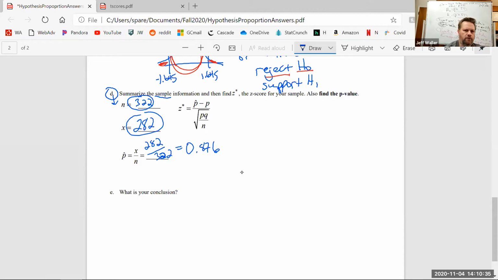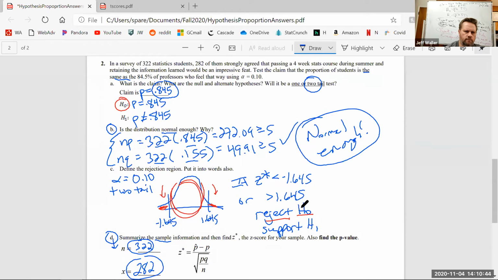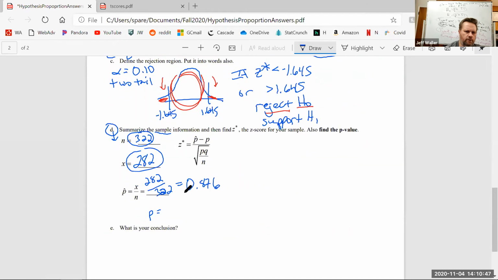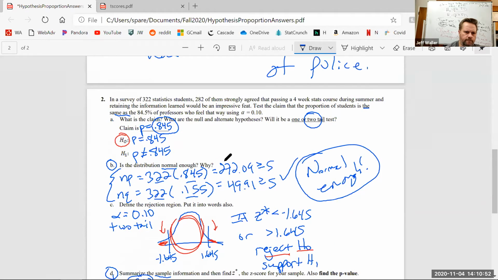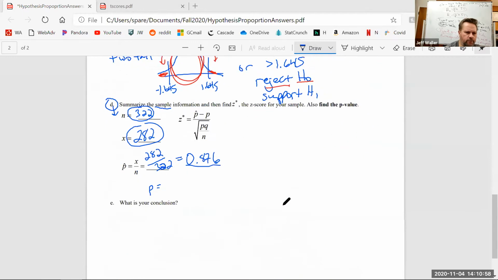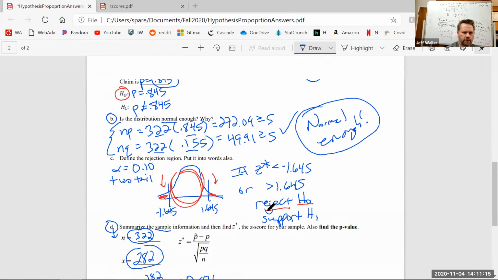Somebody remind me, what is p? The success. So I know what p-hat is, 0.876. What's the value of p? 0.845. Exactly. Remember, a hypothesis test is we assume that the number from the claim is the actual number. Somebody was asking me what's q. Well, now you can tell me what's q. 0.155.